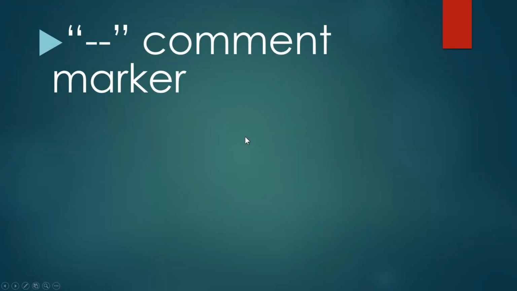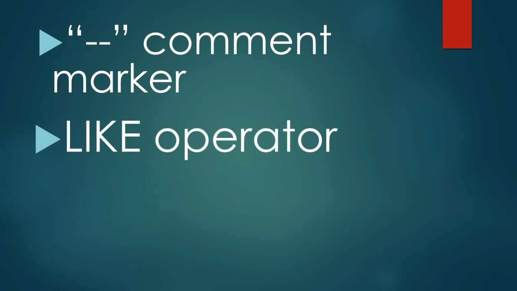So let's just recap what we've learned in this lesson. We learned that to comment out a line, we just put 2 hyphens at the far left of the line. We learned about the like operator to compare parts of a string to a character or characters. And we learned that the like operator is used in conjunction with the percentage sign wildcard.